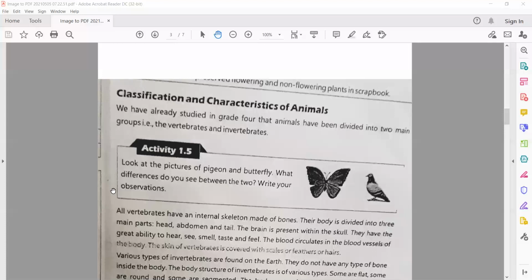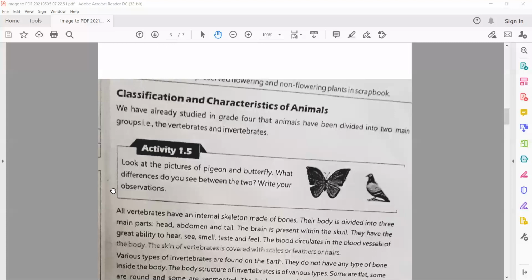They have the great ability to hear, see, smell, taste, and feel. The vertebrates have five senses, and they sense through their sense organs. The blood circulates in the blood vessels of the body. The skin of the vertebrates is covered with scales or feathers or hairs.